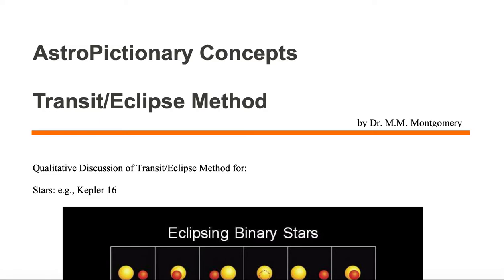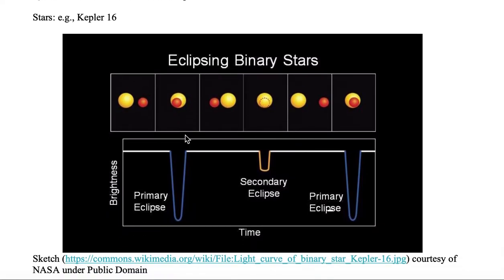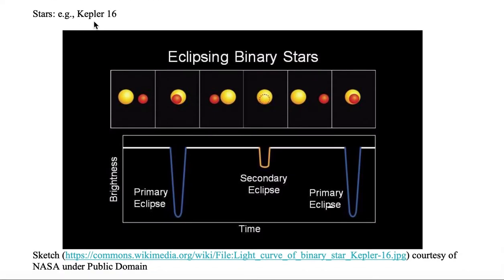In this video on astronomy concepts, we're going to look at the transit eclipse method, most often called the transit method. Let's look at three different cases. The first case we're going to look at is two stars in an edge-on orbital system called the Kepler 16 system. We're looking at a yellow star in an edge-on orbit with a red star.